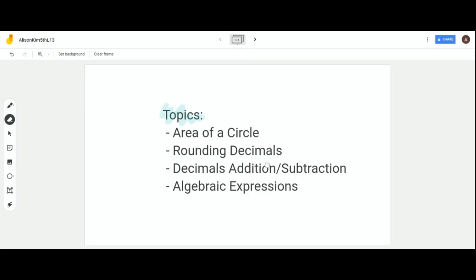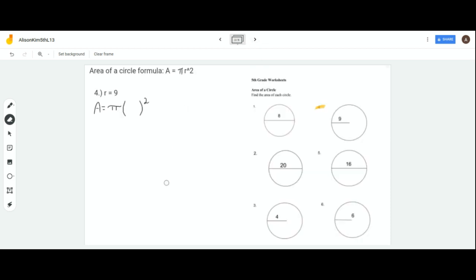Hi 5th graders, today we're going to learn about area of a circle, rounding decimals, decimal addition and subtraction, and algebraic expressions. So let's get started. The first page of the worksheet is finding the area of a circle.